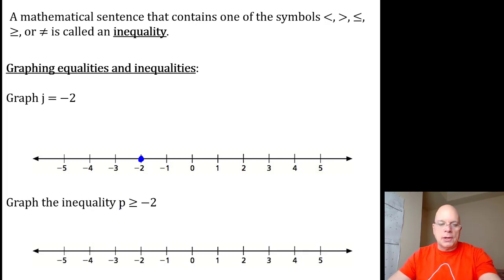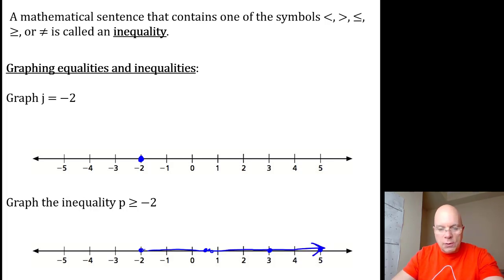To graph an inequality like p is greater than or equal to -2, you have to consider what this variable p, what could it be? If it's greater than or equal to -2, it could be 5. It could be 3. 3 is greater than or equal to -2. It could be -2 because -2 is equal to -2. It could be 0.5. It could be 0.6, 0.7. It could be any value greater than -2, or it could be -2.